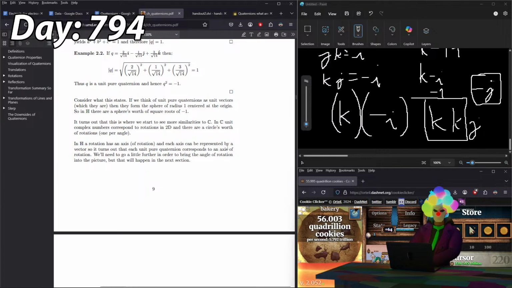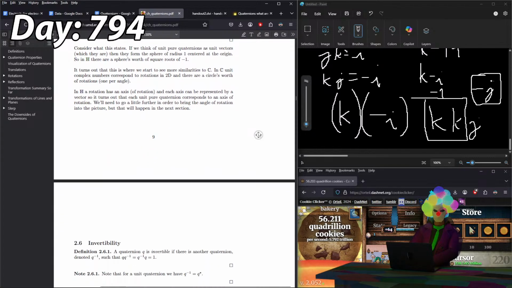A sphere's worth. It turns out that this is where we start to see more similarities to complex numbers. In C, unit complex numbers correspond to rotations in 2D, and there's a circle's worth of rotations, 1 per angle. In H, a rotation has an axis of rotation, and each of the axes can be represented by a vector. So each unit pure quaternion corresponds to an axis of rotation. We'll need to go a little further in order to bring the angle of rotation into the picture, but that will happen in the next section. Okay.